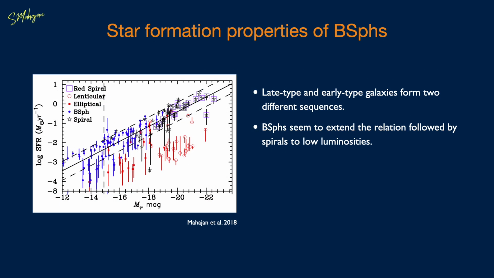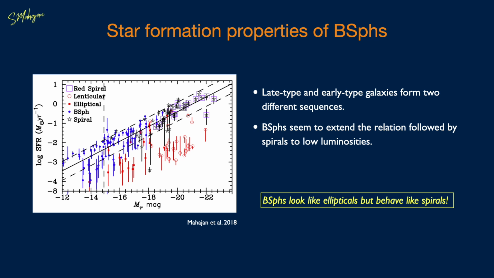Besides the physical appearance, some other properties of blue spheroids are also correlated better with spirals. For instance, here the rate of formation of stars is shown as a function of their magnitude. It is quite obvious that the blue spheroids follow the same trend as observed for the spirals, albeit with a large scatter, essentially showing that blue spheroids are morphologically similar to ellipticals but behave like spirals.